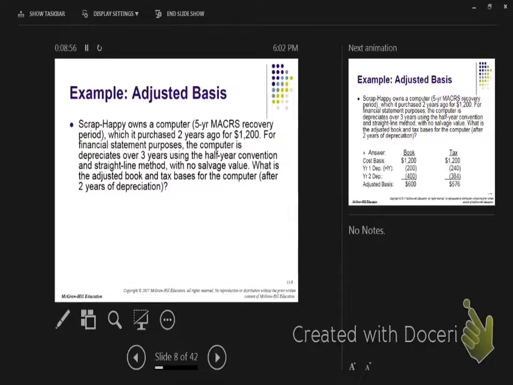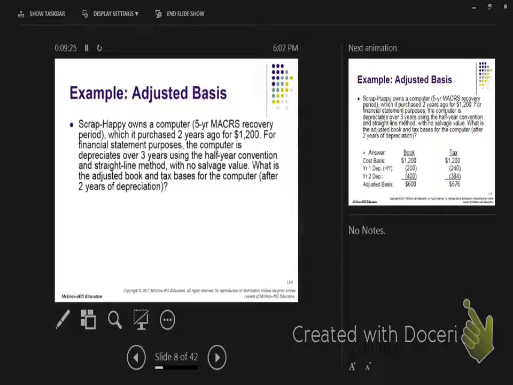Okay, so when we're looking at that, let's take a look. Scrap Happy owns a company. They have a computer which was purchased 2 years ago. They're going to call it a 5-year MACRS recovery period. They purchased it 2 years ago for $1,200. For financial statement purposes, they're depreciating it over 3 years using the half-year convention and straight line with no salvage value. What is the adjusted book and tax basis for the computer after 2 years?